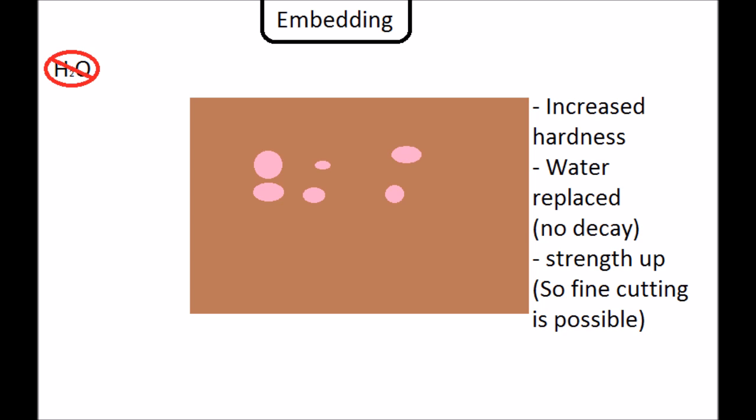Embedding is another useful technique, where a hard material such as wax is introduced to the cells, entombing them. This prevents movement, increasing the strength and hardness of the tissue, which therefore allows more fine slicing to take place.